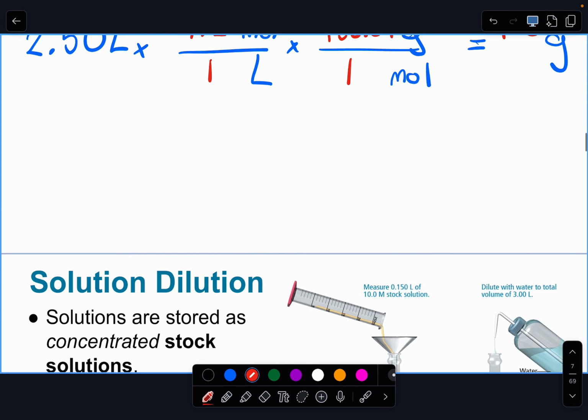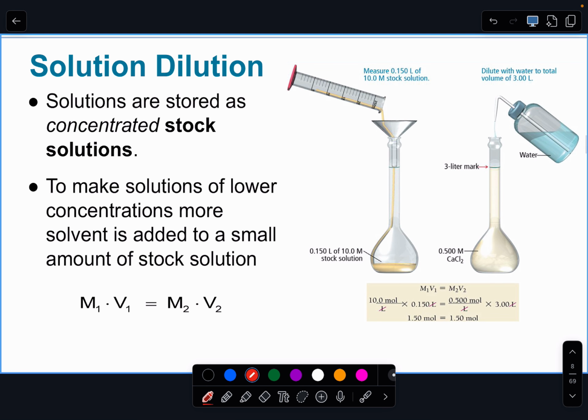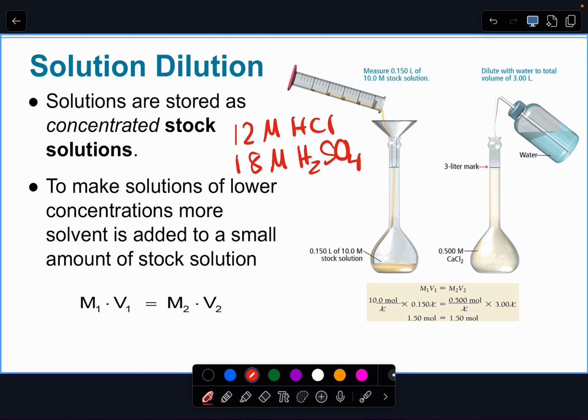Okay, last thing. Lots of times you're not making it from a solid. Like I said, there are certain chemicals that only come as liquids, but they come as a concentrated liquid. So like HCl comes as 12 molar HCl. Sulfuric acid comes as 18 molar sulfuric acid. We would never let you guys use 18 molar sulfuric acid in an experiment because we don't want you to kill yourselves, okay? So we dilute it down to maybe 0.5 molar or maybe even 0.1 molar.